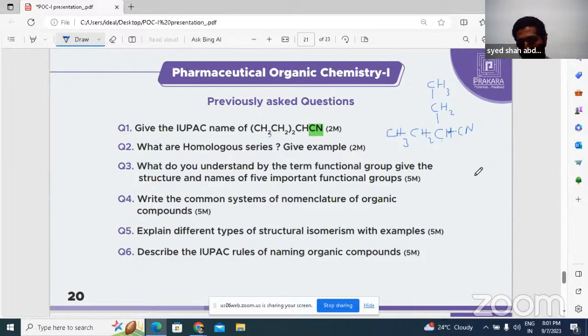The difference between cyanide and nitrile: when you don't consider the carbon, we call it cyanide. Okay. When you consider the carbon, we call it nitrile. So here, numbering starts from this carbon: 1, 2, 3, and 4. So it is on the second position. What is it having? Ethyl. So it is 2-ethyl. How many carbons? 4.